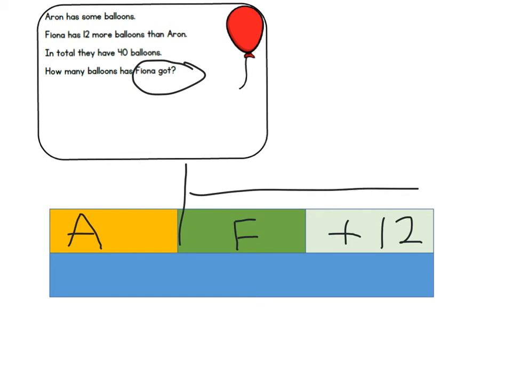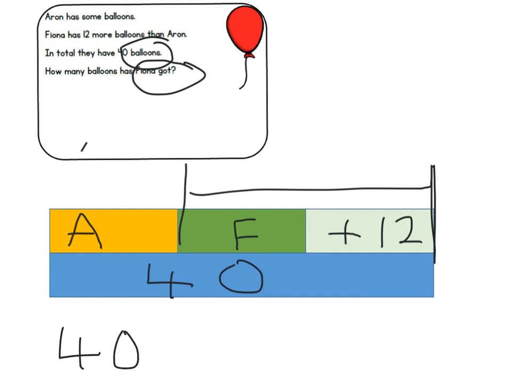So Fiona has this many balloons, and we don't really know how much that is yet, but we do know that in total there are 40 balloons. So this blue section here represents the 40 balloons. We're trying to find out how much is in this section. So to do that, what we would do is we would have our 40 balloons, and we're going to take away 12, which is going to leave us with 28 balloons.